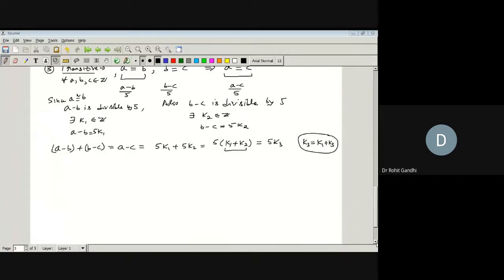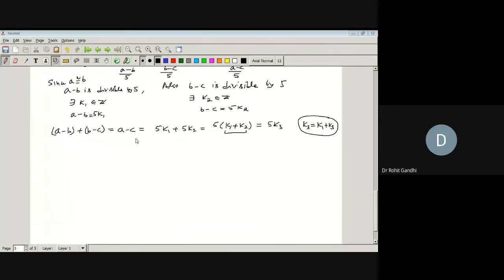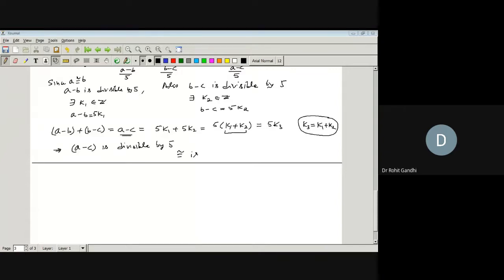So K3 equals K1 plus K2. So A minus C is divisible by 5. This implies A minus C is divisible by 5, and this is what we had to prove. So that means this relation is an equivalence relation. The relation that we defined is an equivalence relation.